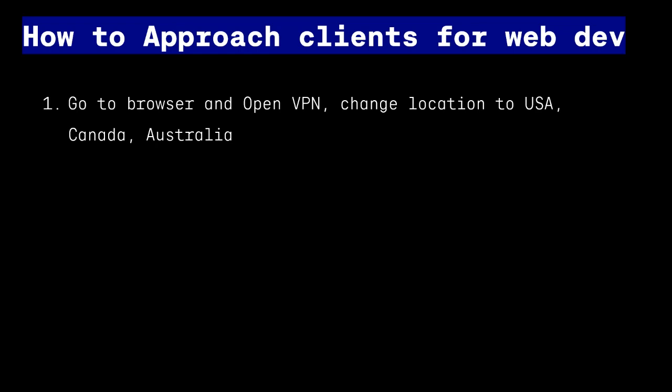I hope you guys know what a VPN is. It's a virtual private network. It will basically take you to a different location, and your IP will be changed. So you can change the location to USA, Canada, or Australia in order to target clients abroad instead of India.